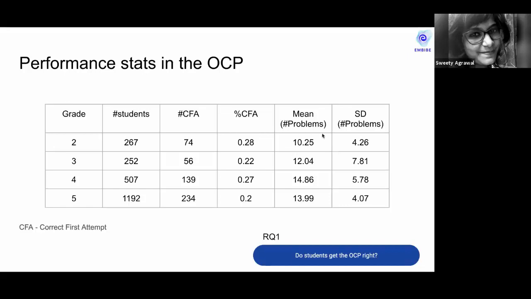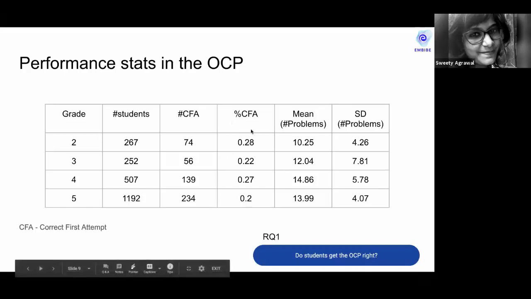And the mean problems here indicate that in the sequence of problems that were given to the student, the 10.25 says that the average position of the out of context problem in the sequence was the 10.25th problem. So on average, it was around the 10th problem that was this subtraction problem. So before the 10th problem, 9 problems were addition word problems attempted by the students. So this table shows us that the students did get the out of context problem right, but the ratio is really low, which we see across all the grades.